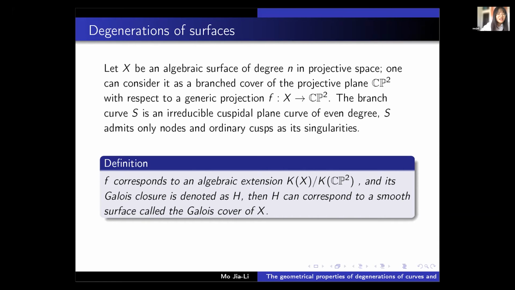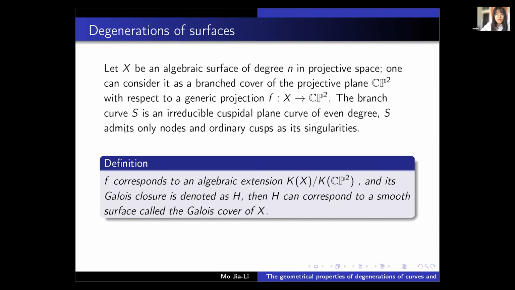In order to better understand one of the theorems below, I give some basic knowledge. Let X be an algebraic surface of degree n in projective space. One can consider it as a branched cover of the projective plane CP2 with respect to a generic projection f, where f maps X into CP2. The branch curve S is an irreducible cuspidal plane curve of even degree.